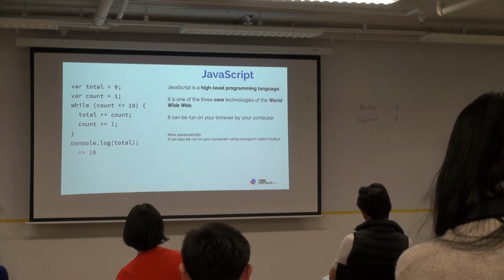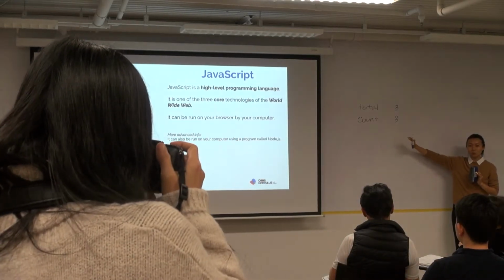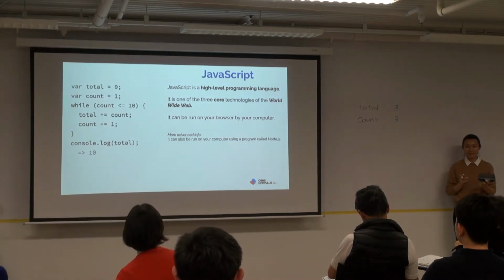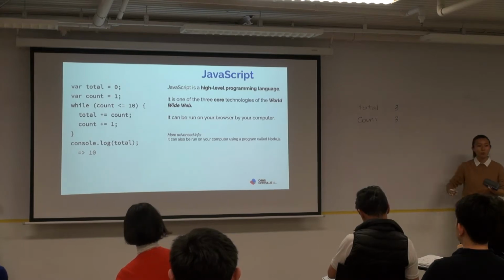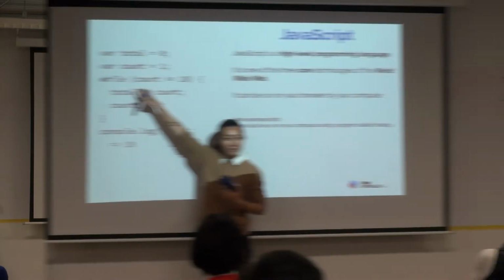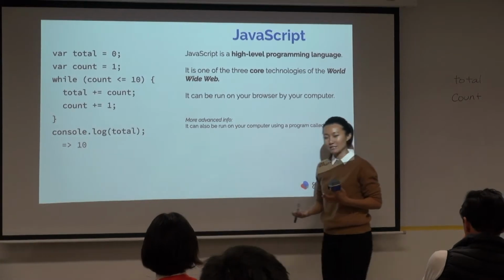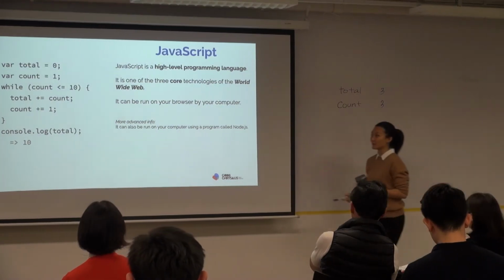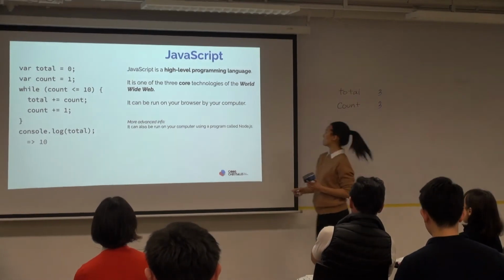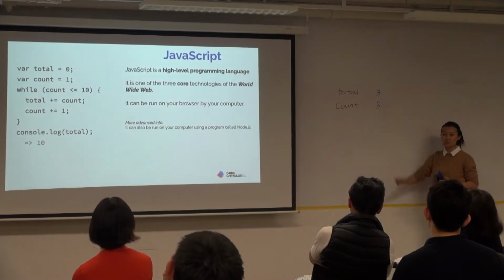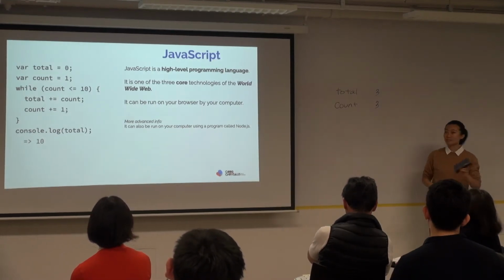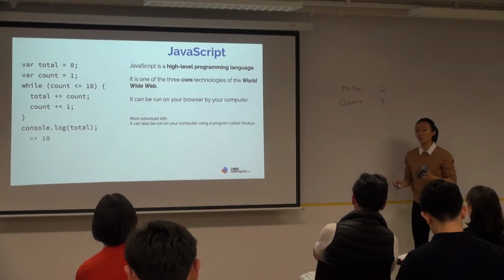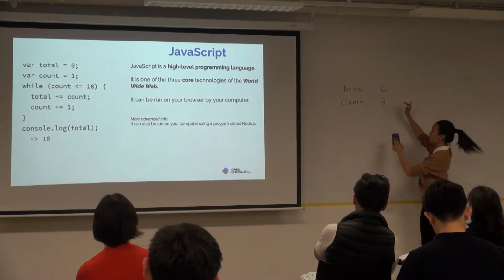Okay, so I have shown you the beginning. What is total? Talk with your pair, continue on. Is count less than or equal to 10? True. So we go again. Total plus equal count. My count is 3, my total is 3. What is my new total now? 6. Count plus equal 1. What is next? 4.